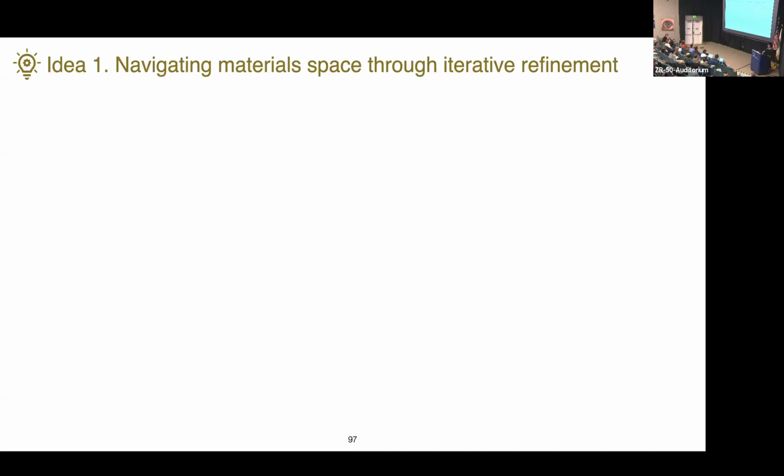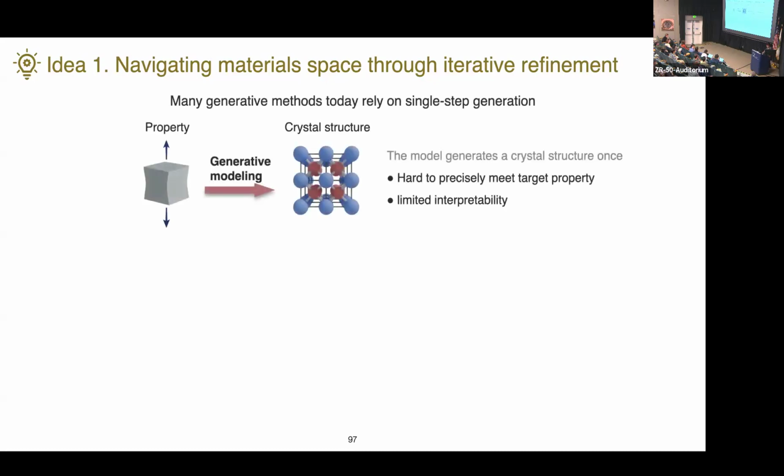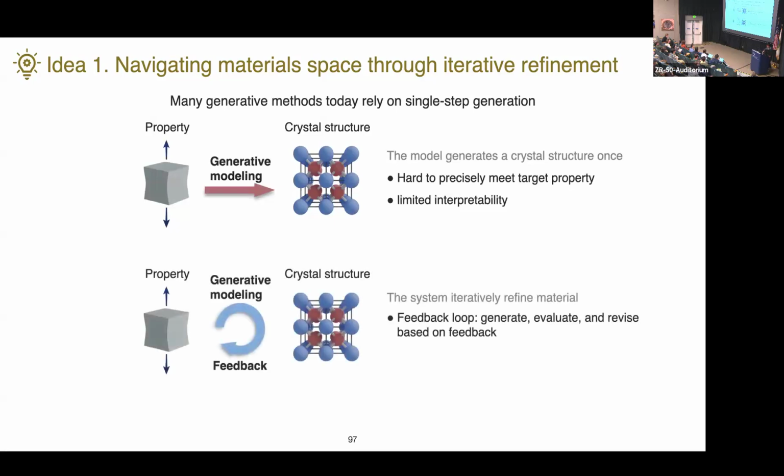So idea one is we want to navigate material space through iterative refinement. Basically, instead of a one-time generation, we hope to incorporate feedback from the last iteration and continuous iterations, right? Basically, you learn from your past failures and you adjust the generation process.